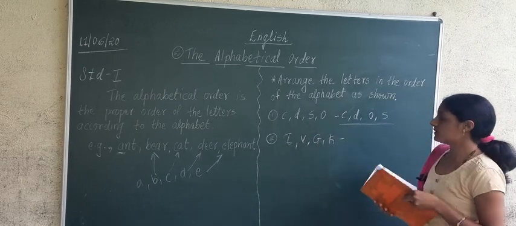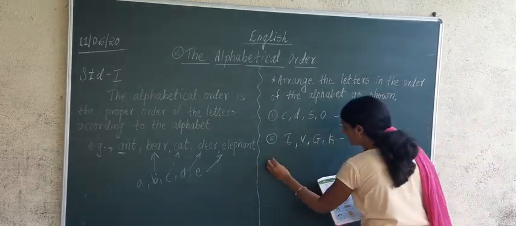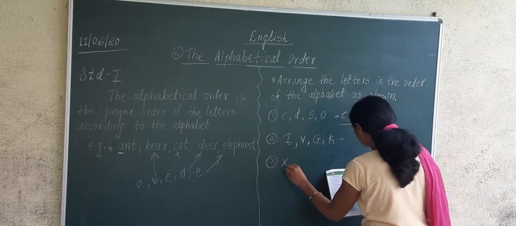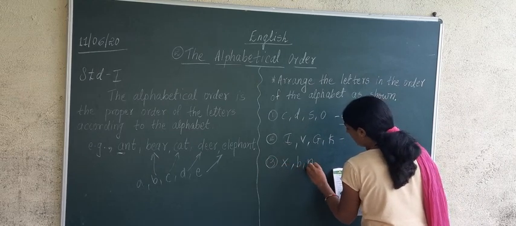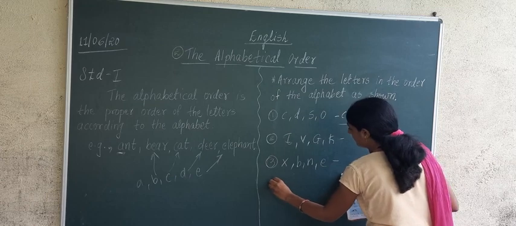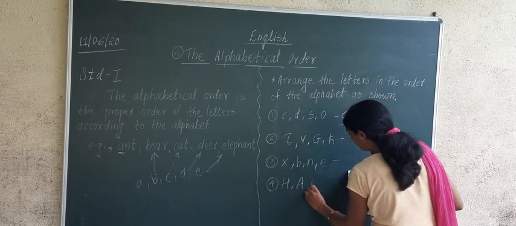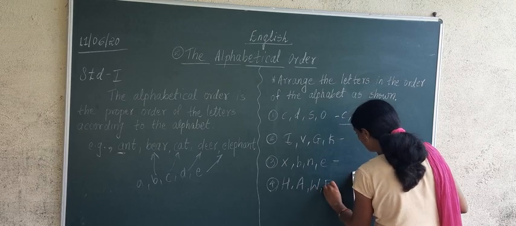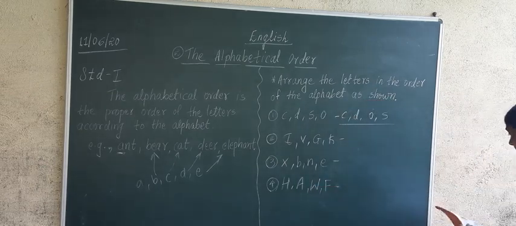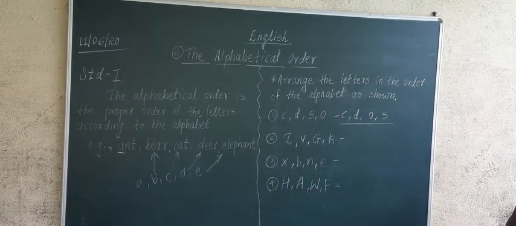Now we are going to write down letters in sequence. Next one is X, B, N, E. After that is H, A, W, F. Come on, one by one we will take one example.